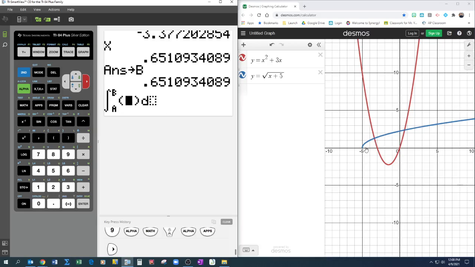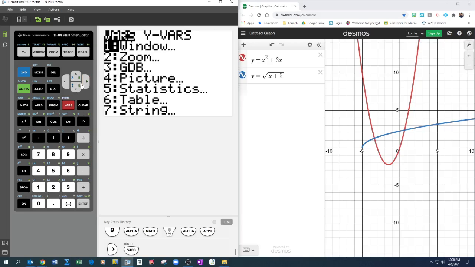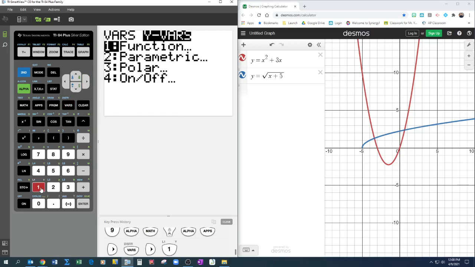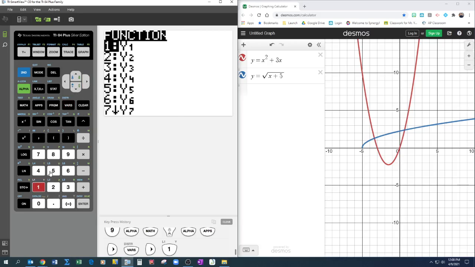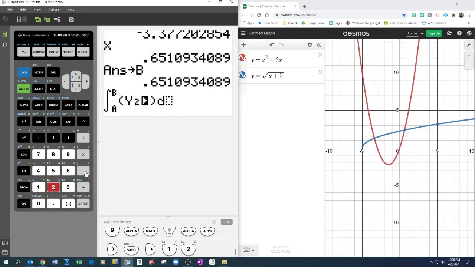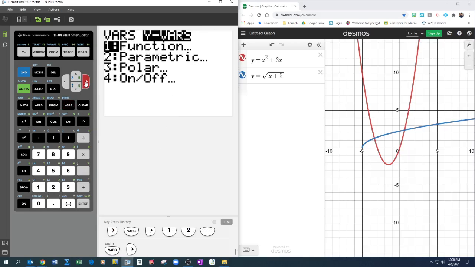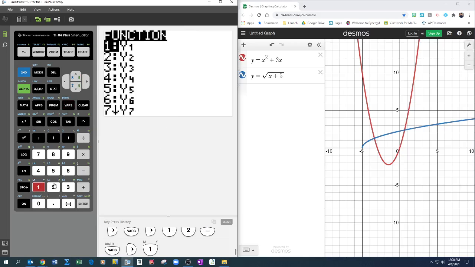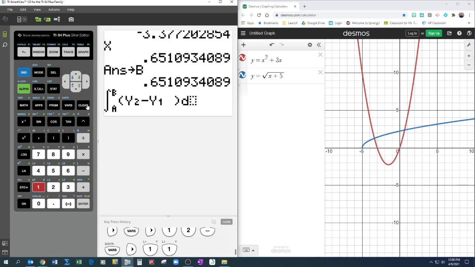If I look at my curve, I can see that the square root function, which was my y2, is my upper curve. So I'm going to do vars, y vars, function, and I want my y2, minus my y1. So again, vars, scoot over to y vars, function, and I want y1. And then finally I can put my dx.